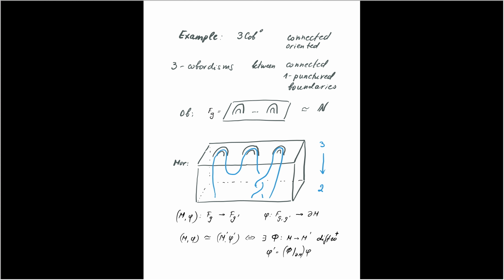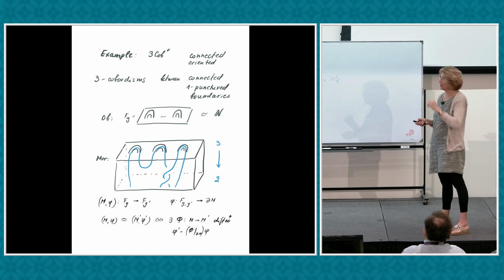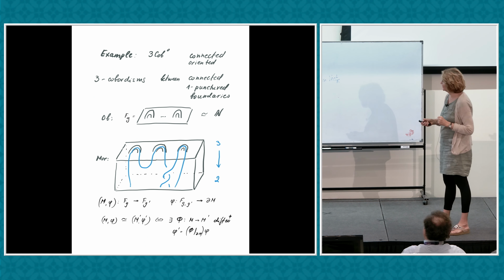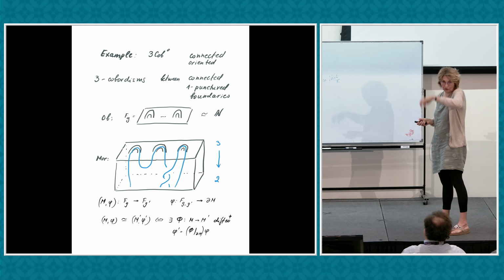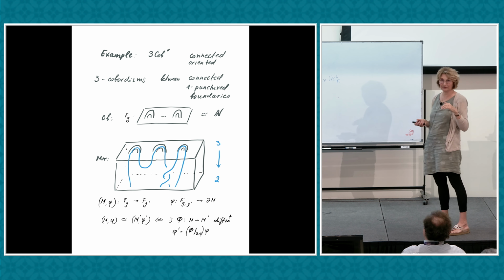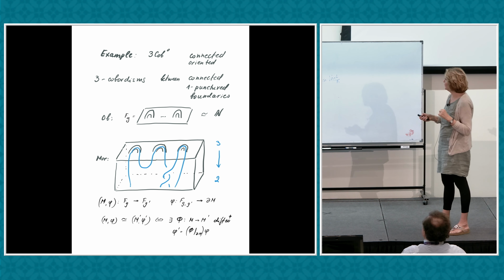So you just look at my blue lines, and you remove a tubular neighborhood of this blue line out of this cube. And this provides you this boundary surface. It will be just a surface with two handles attached and with a negative orientation. And in this way, you consider this as a morphism from 3 to 2.